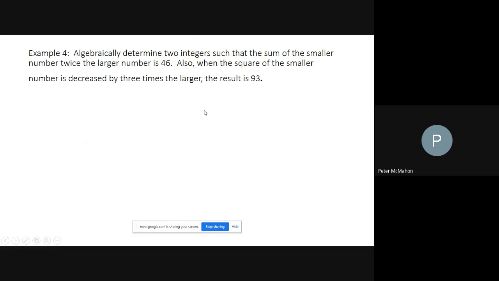Okay, just got a bit of a word problem here. So algebraically determine two integers such that the sum of the smaller number and twice the larger number is 46. Also, when the square of the smaller number is decreased by 3 times the larger, the result is 93. So I'll say x equals smaller number and y equals larger number.